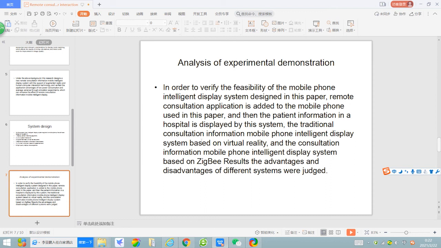The traditional consultation information mobile phone intelligent display system based on virtual reality. Under the consultation information mobile phone intelligent display system based on Zigbee results, the advantages and disadvantages of different systems were judged.